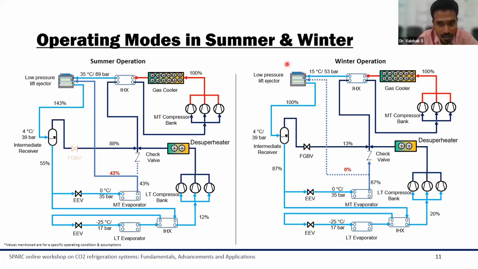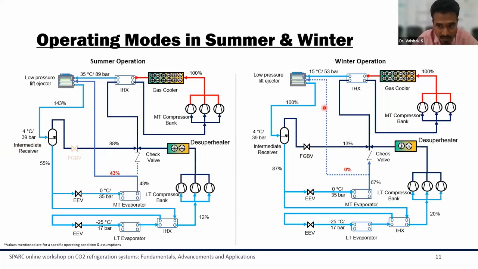However, when the system works in the standard mode, that means the ejector won't be lifting any refrigerant from this MT evaporator, this flash gas bypass valve will be operational, and it will be controlling the pressure of this intermediate receiver. So if you see the numbers here, when it is working in the ejector mode, about 88% of the complete mass flow rate in the system is from this intermediate pressure level.